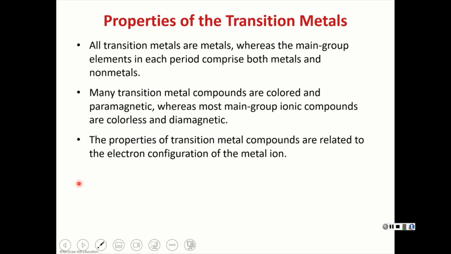Okay, so what are the properties of the transition metals? Well, all of these transition elements are metals. The main group elements can be metals if you're on the far left of the periodic table. If you're on the far right, they're nonmetals, and then they're kind of a mixture in between there.